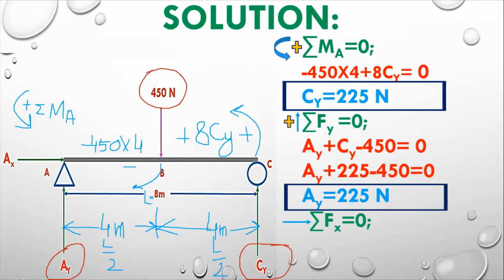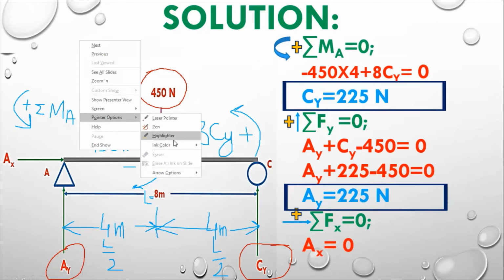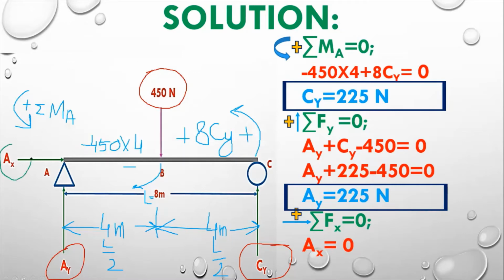Then summation of Fx positive is equal to 0, and because we have only one horizontal force, let me take a pointer here and mark it on the slide, so it will help you understand better. This one is the AX. This is the only horizontal force, or horizontal support, you can say, on the beam. So AX is equal to 0. There is no other horizontal force, so it will be 0.